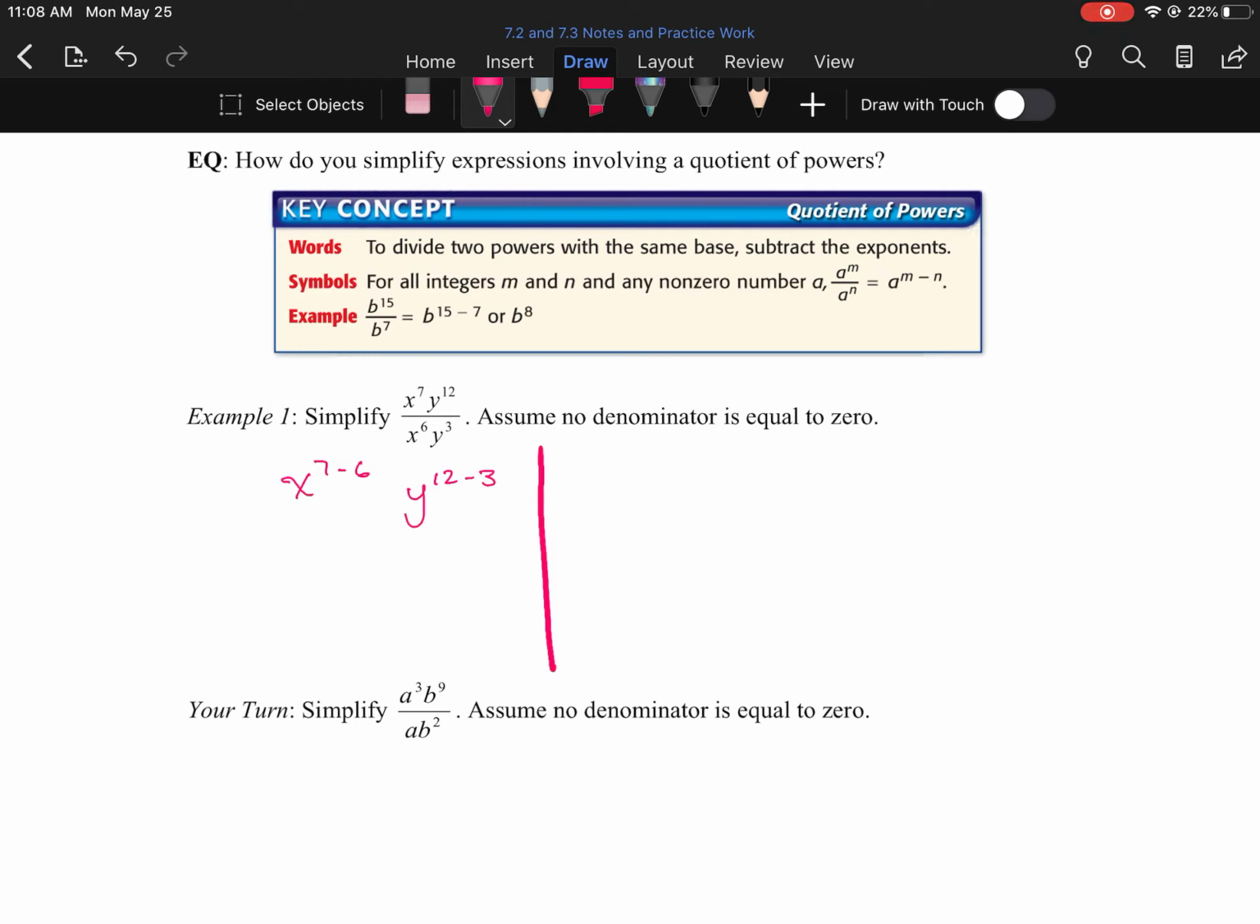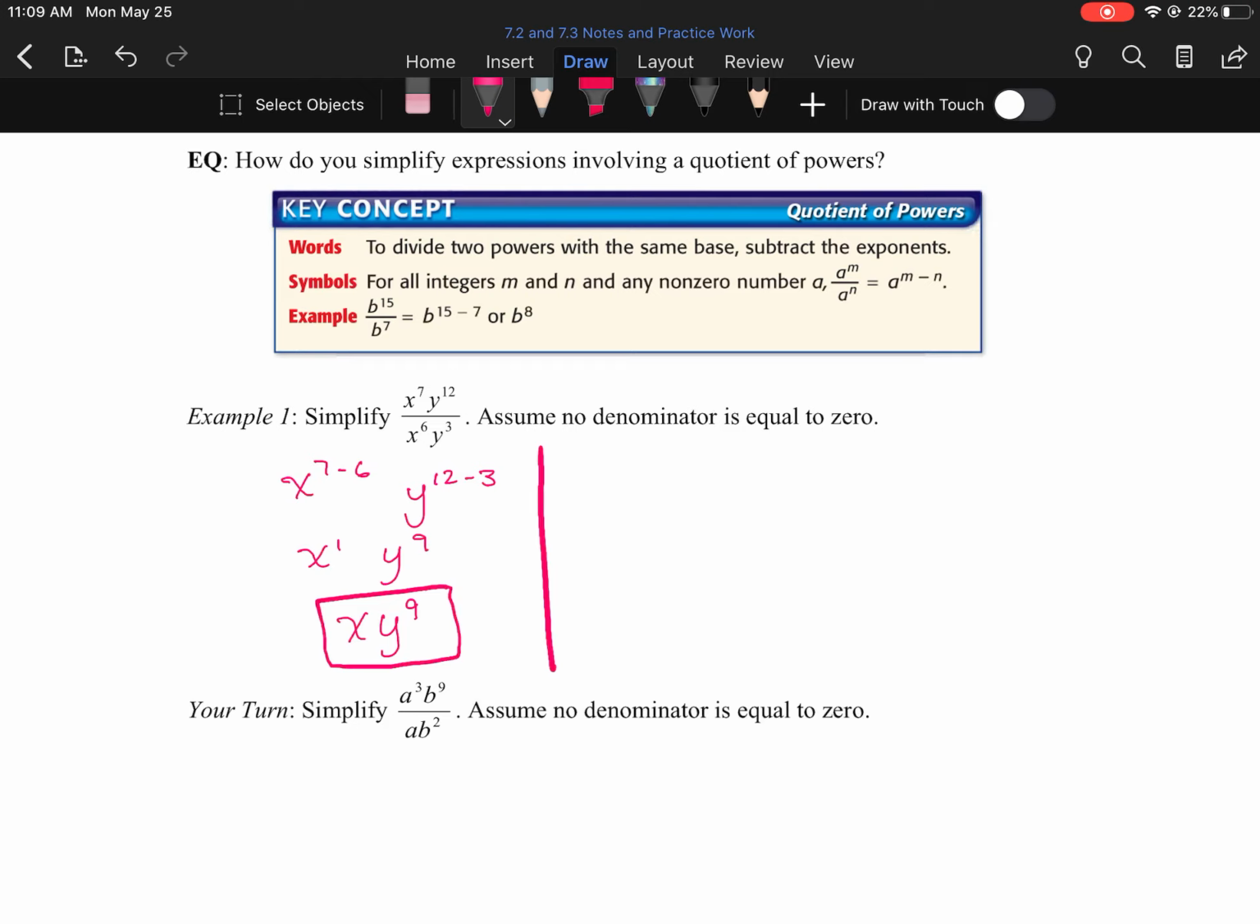So 7 minus 6 is x to the 1st, 12 minus 3 is y to the 9th, and notice how both of our exponents are positive. We would write our final answer as x times y to the 9th. I bring up the positive exponents because when we subtract, we know that we can sometimes get negative values.